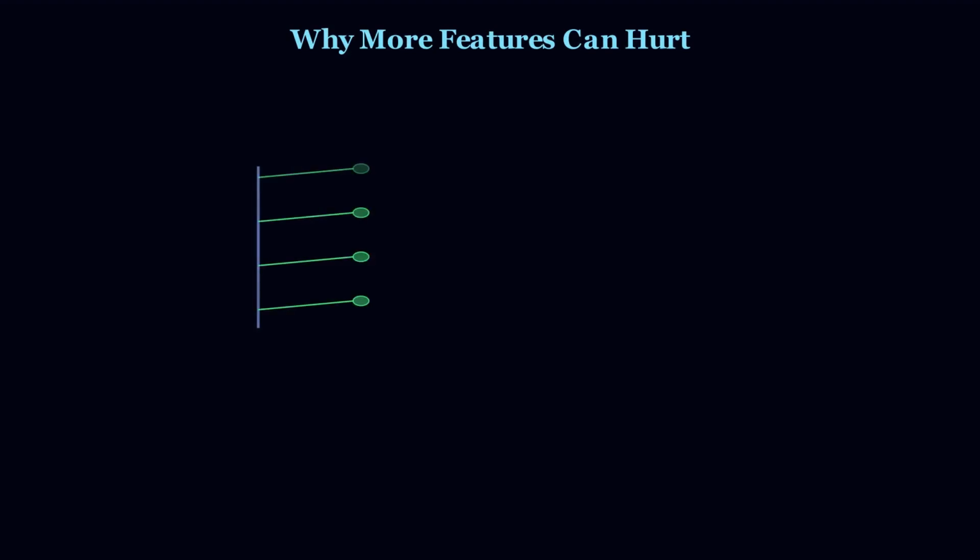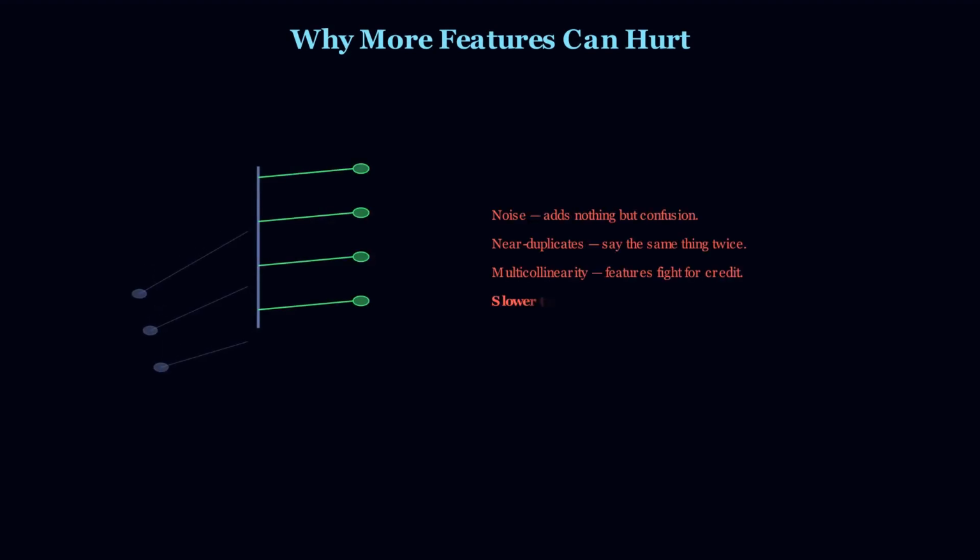More features sounds like more information. It isn't always. Some features are just noise, they add nothing but confusion. Some are near duplicates of each other, saying the same thing twice. Some fight each other for credit and the model gets unstable. More columns also means slower training and a bigger overfitting risk. Feature selection prunes all of that before the model ever trains.